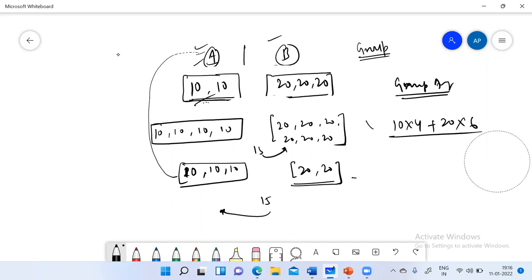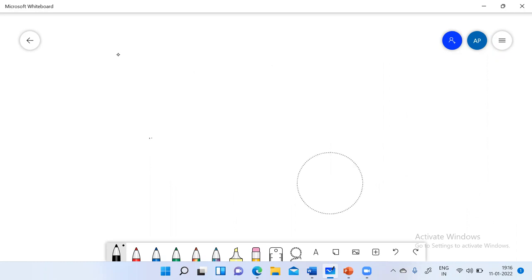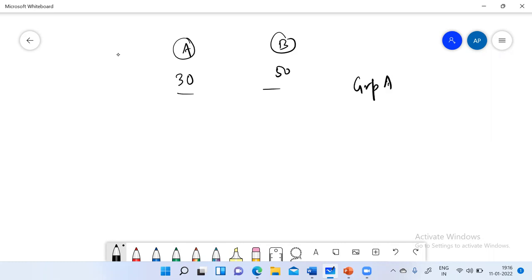Now, if I ask you just one thing: there is a team A whose average score is 30 and a team B whose average score is 50. What will be the average of the group average? Team A's average is 30, team B's average is 50. What will be the value of the group average? 40. Huh? 40.